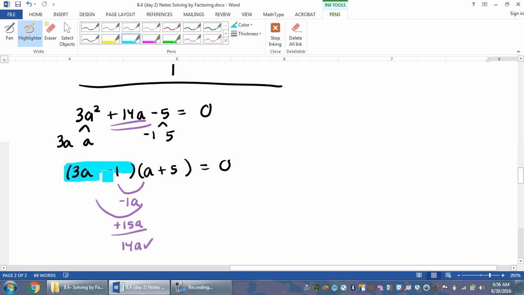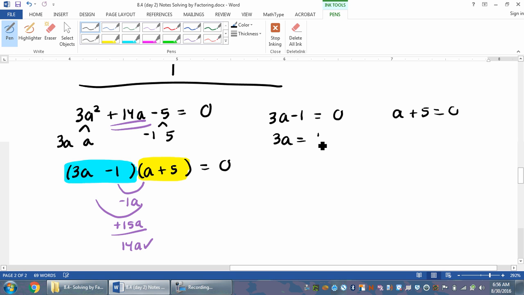From the zero product property, with 3a minus 1 times a plus 5, what do I know? I know either 3a minus 1 is equal to 0 or a plus 5 is equal to 0. Solve both equations to get both solutions. Add 1 to both sides, so 3a equals 1. Divide both sides by 3, a equals 1/3. Here, subtract 5 from both sides, a equals -5. My two solutions are -5 and 1/3.